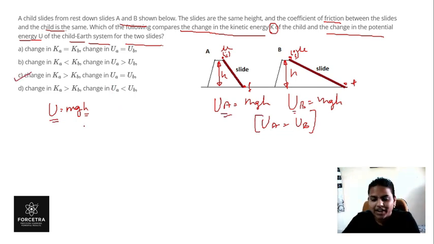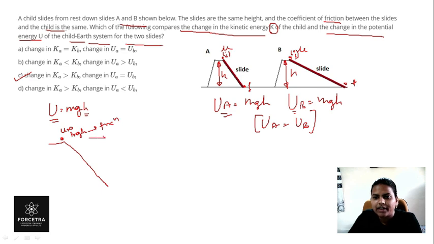Now let's talk about the kinetic energy. When the child is at the starting point of the slide, it would have zero kinetic energy because the velocity is zero. It has only potential energy which is mgh. And this energy would be converted into friction and kinetic energy. So when he slides down, there would be friction. So this energy would be converted to work overcoming the friction and the final kinetic energy or the final velocity.